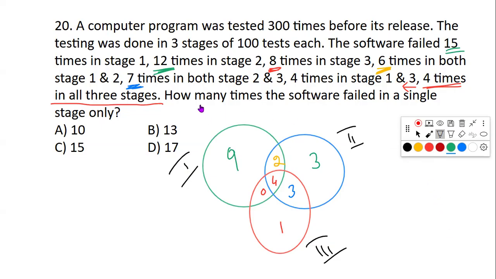So what is the question here? How many times the software failed in a single stage only? Single stage only. This is 9, single stage. 3 is single stage, and 1. So what is your answer? 9 plus 1 plus 3, 13.